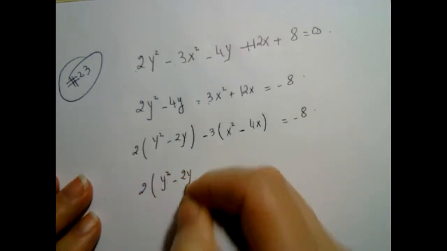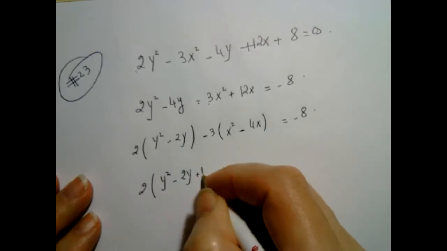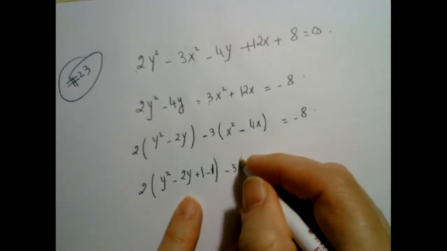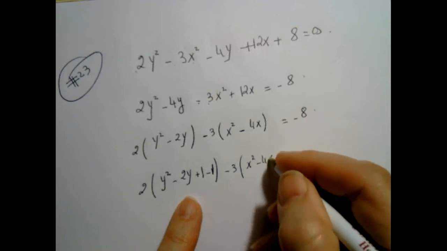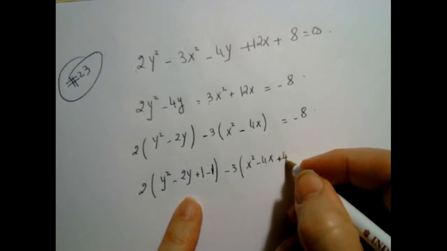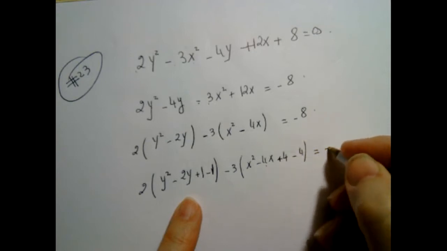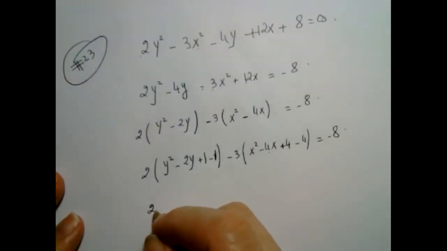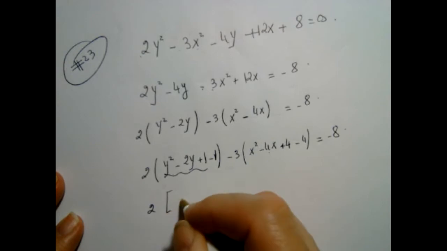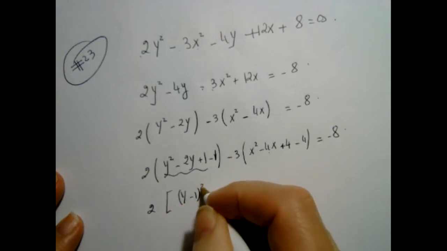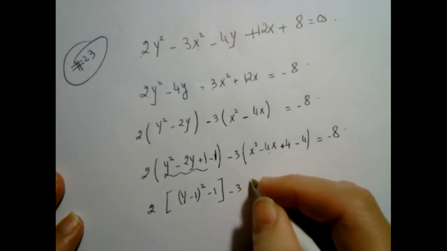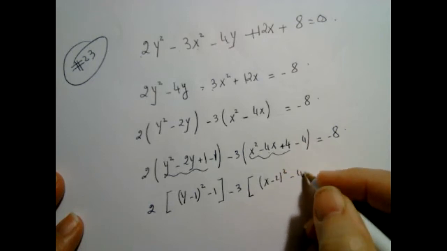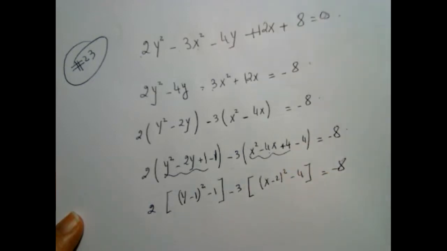So y squared minus 2y, I have to add a 1 here, but I have to take it away as well. Minus 3 times x squared minus 4x. To complete the square, I need to add the 4. I have to take it away, otherwise I will be changing everything. And now we are almost there. So this 2 times this will become y minus 1 squared minus 1, minus 3 times x minus 2 squared minus 4, equal to minus 8.